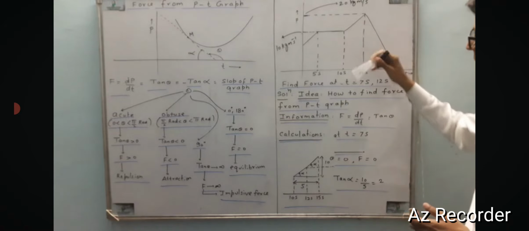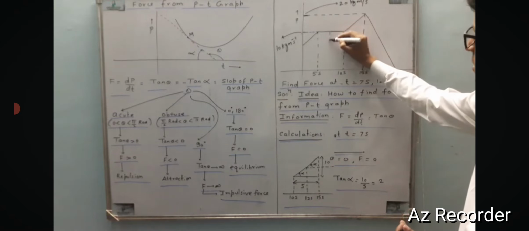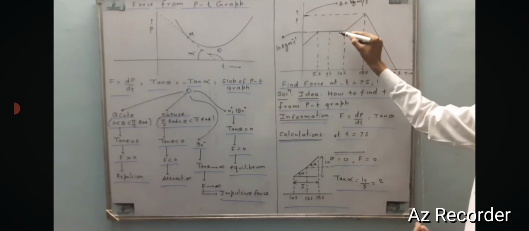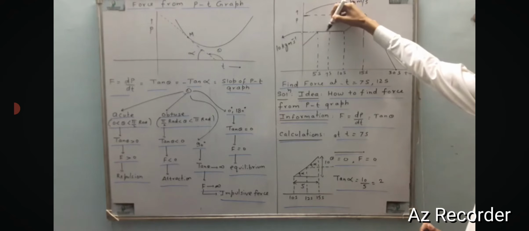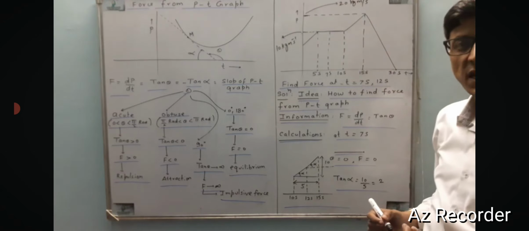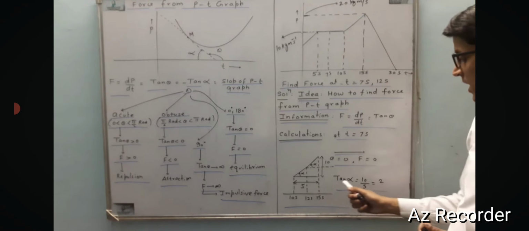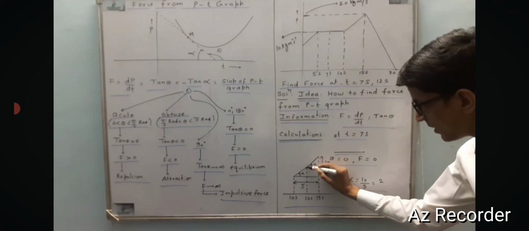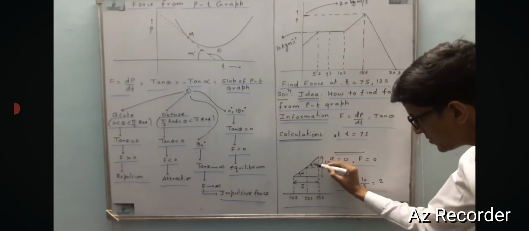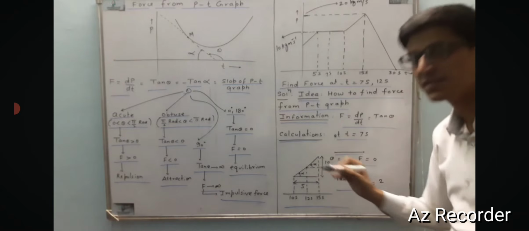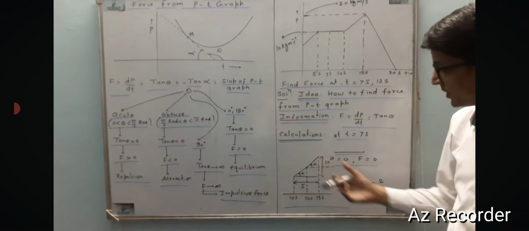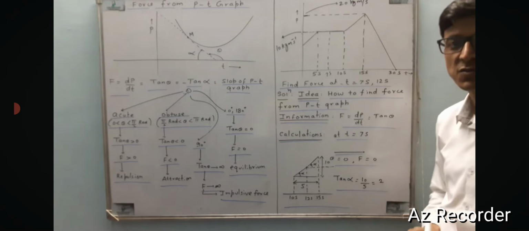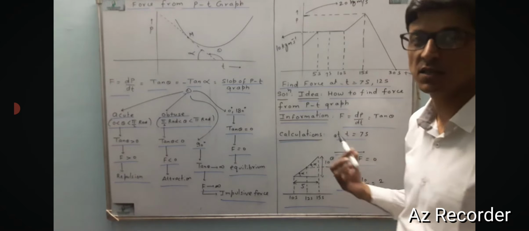So at t equal to 7 seconds, it's over here. Force will be 0 because the tangent is parallel to the t axis, so the angle is 0, so force will be 0. And at t equal to 12 seconds, let this angle be alpha, so this angle will also be alpha. So the tangent is making an angle alpha with the t axis. So we need to find tan alpha. From this triangle, tan alpha will be 10 by 5, which is 2. So in this way you can find the value of force.